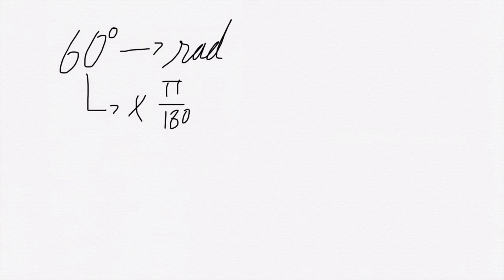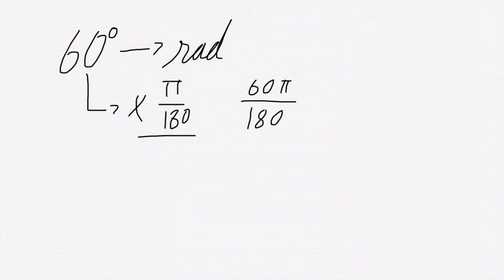Now, the way I remember this is that I know to go from degrees to radians, it's going to be less, because I know radians are generally smaller. So I remember pi on 180 is smaller. That's how I remember to use pi over 180 instead of 180 over pi, okay? So when we do that, what we'll end up getting is 60 pi over 180.